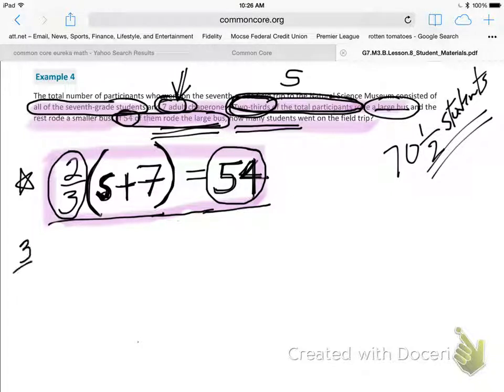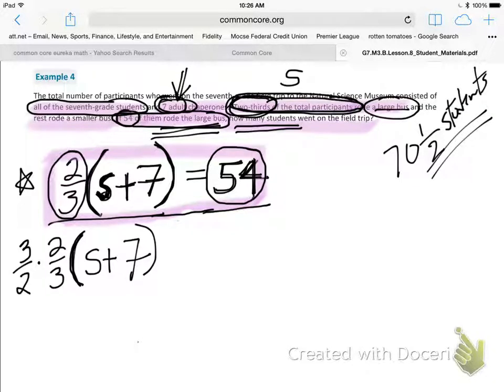So if I went ahead and multiplied 3 over 2 times 2 over 3 on this side and left my S plus 7 intact, because I had said any grouping, any order, but the truth is this actually represents one thing. This actually represents the total number, so it needs to stay together. This is the total number. This is students plus the 7 adults. So if we do that, then we come up with 1 student plus adult, the 7 adults.